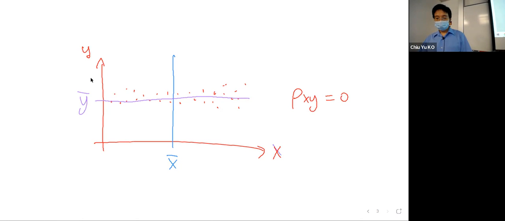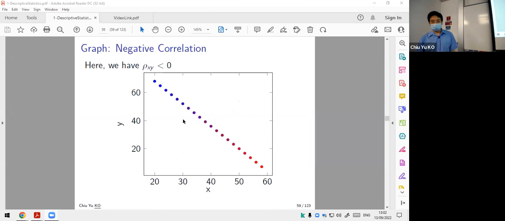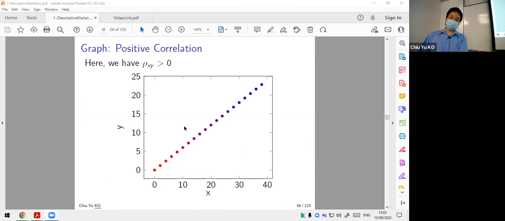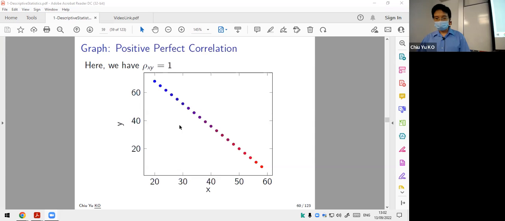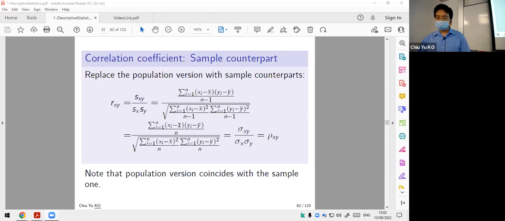Okay, so that's the idea. Sorry, I think this graph is correct, but I should draw it less perfect to make the graph look interesting. Okay.